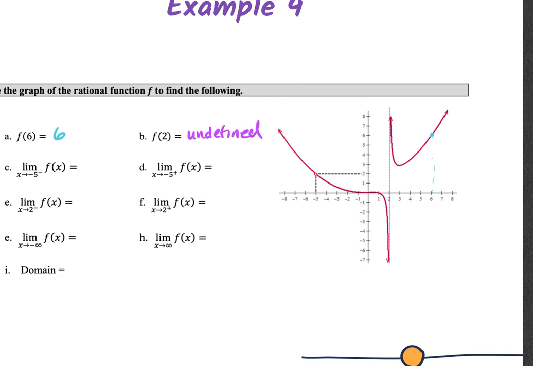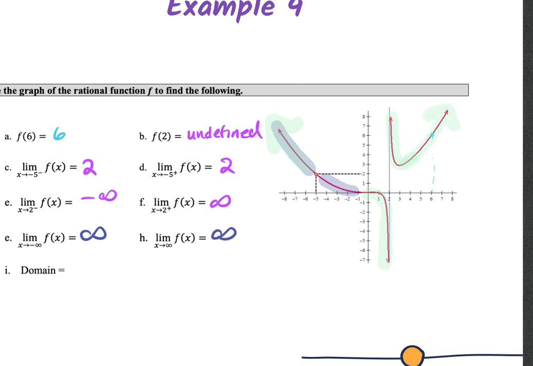The limit of my graph as x approaches -5 from the left is positive 2. Good. And the limit as x approaches -5 from the right, also 2. The limit of my graph as I approach 2 from the left, -infinity. As I approach 2 from the right, +infinity. The end behavior, the limit of my graph as x approaches -infinity, +infinity. As my graph approaches +infinity, +infinity.